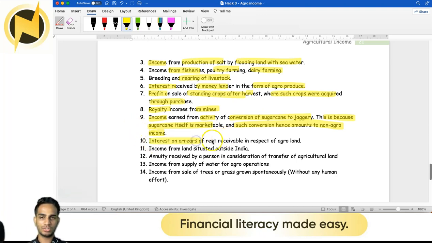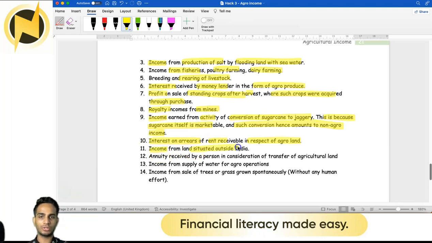Next, interest on arrears of rent receivable in respect of agricultural land. See, I rent my land to Amal, and Amal did not pay me rent for like 5 months. At the 6th month he came and he said he'll pay. So I said, you pay me the 5 months rent along with interest. Because you didn't pay for 5 months rent, I'm putting a penalty on you. That penalty, that interest will not be agricultural income.